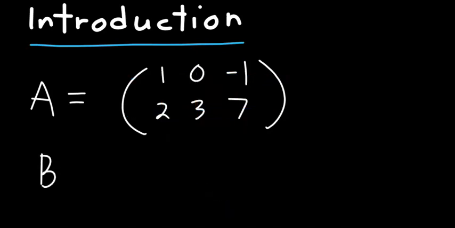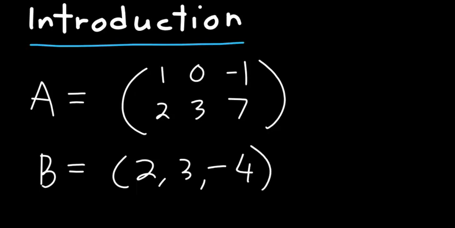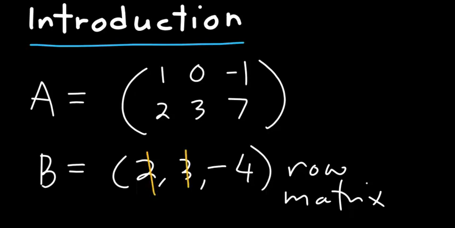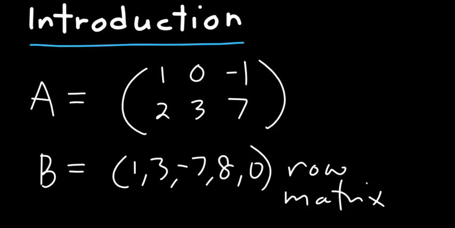If a matrix, say matrix B, has only one row, 2, 3, minus 4, such a matrix is known as a row matrix. Of course, generally, it can have more than 3 columns. For example, a row matrix with 5 columns, let's say 1, 3, minus 7, 8, 0. So the order of such a matrix is 1 times 5: 1 row and 5 columns.